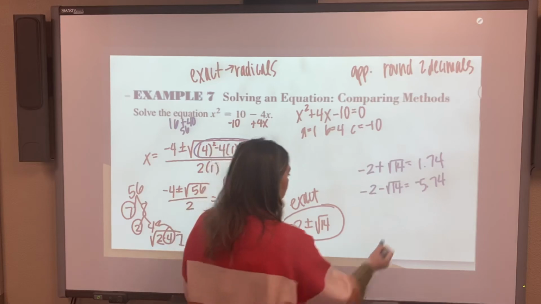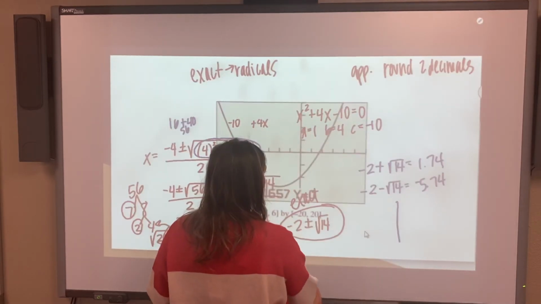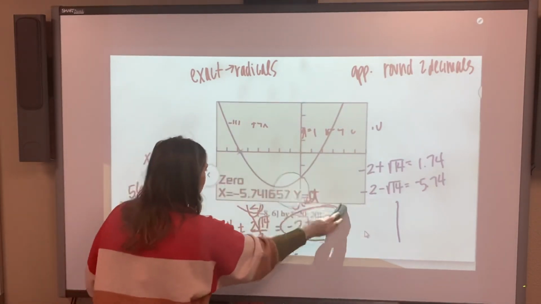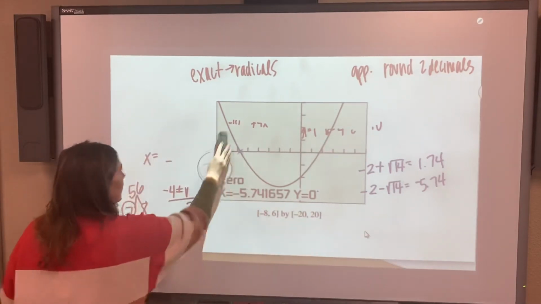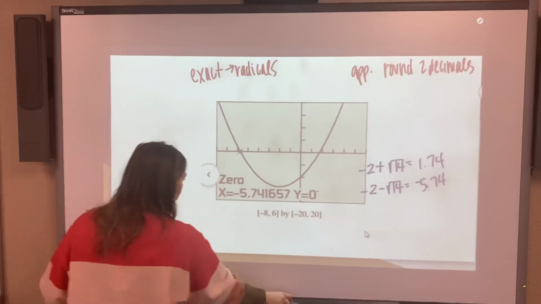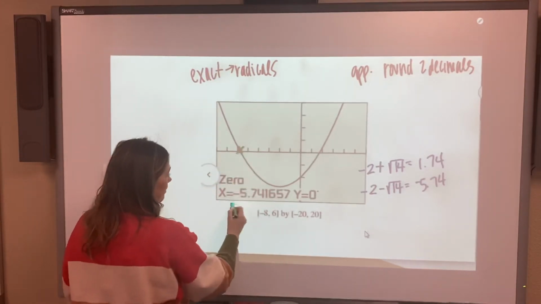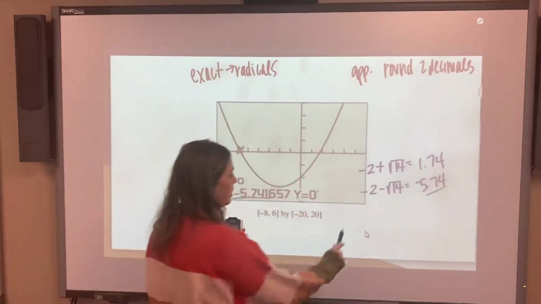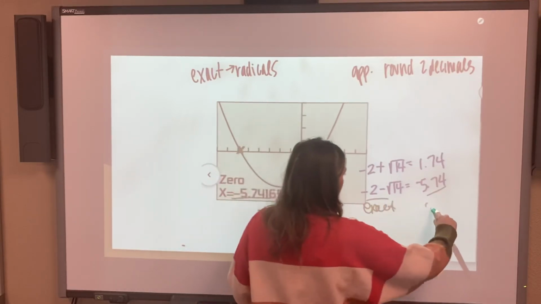Okay, and so like on our graph, which actually, I take that back, I have that, 1.74 and negative 5.74. I'm going to erase this part so we can see. If we put those into our graphing calculator, or Desmos in this case, it would give you those answers. So our zeros would be negative 5.74 is what we got. So that's your approximate answer, but this would be your exact. So this is exact. This would be approximate.